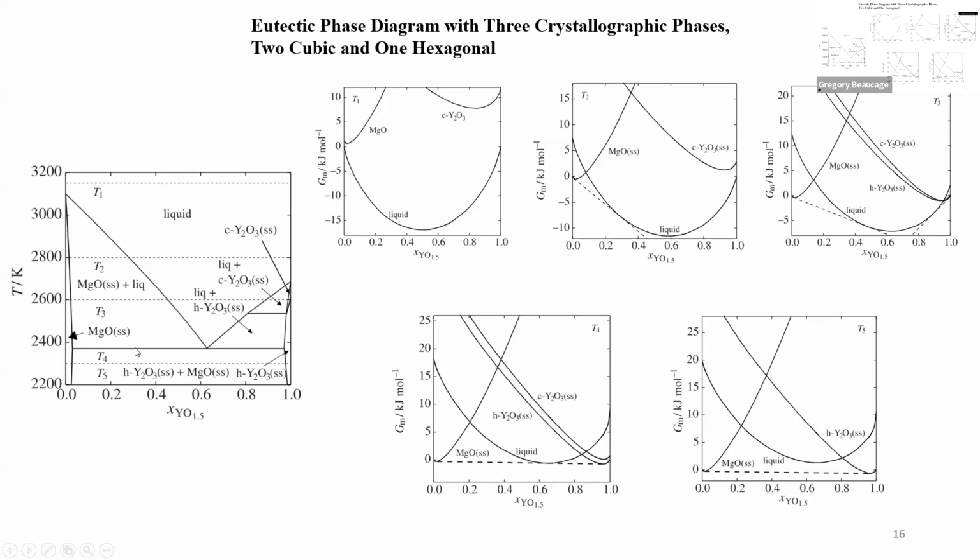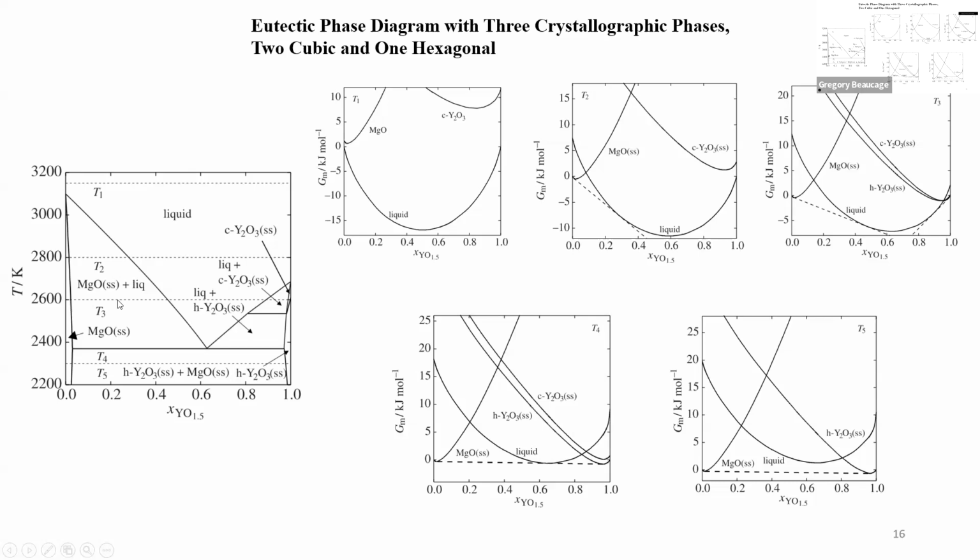So this just goes through how that would work for a eutectic. You have T1, where the liquid is below all those solid phases, so it's got the lowest free energy, and it's a liquid across the whole composition. At T2, you form this crystalline phase, the magnesium oxide phase. Magnesium oxide has a lower free energy than the liquid, and there's a tangent for the two, which means you have a liquid-solid equilibrium region. We have both phases present.